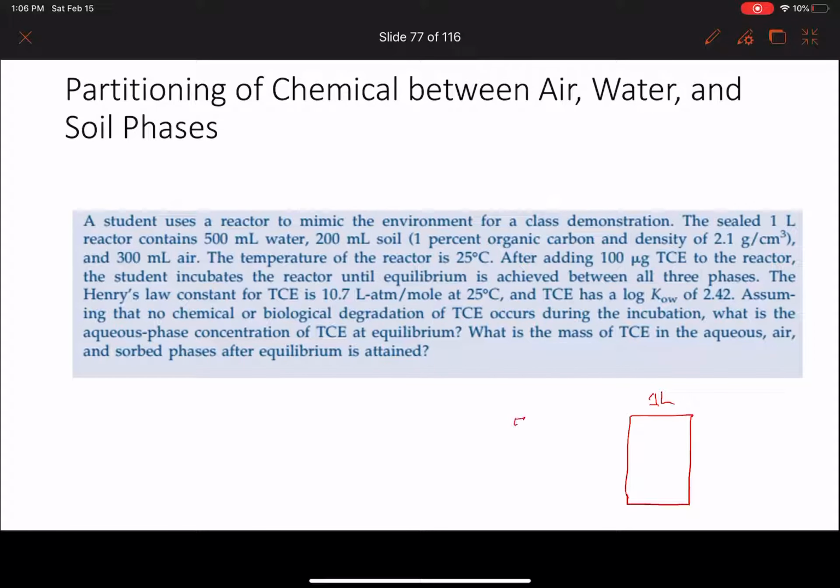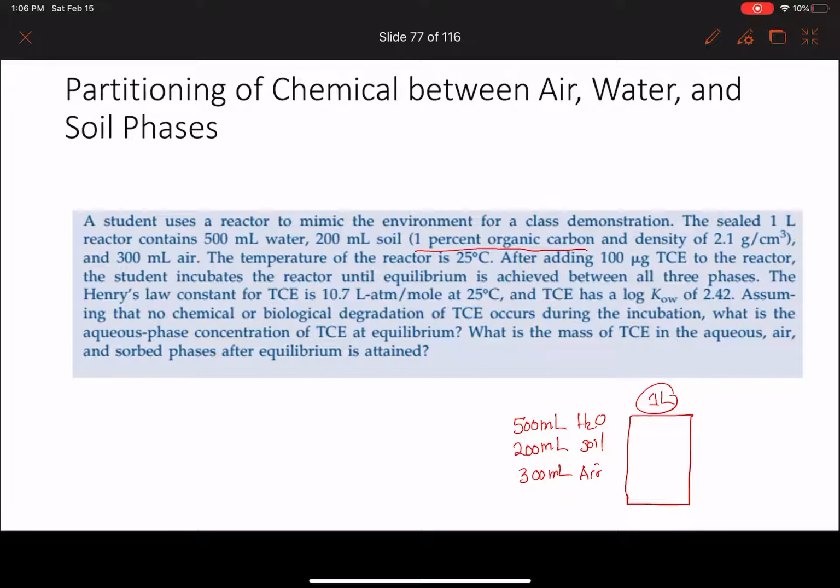If it has 500 ml water, it has 200 ml soil. And since it's 1 liter, you'll have air at the top. How much air? If it's 500, 200, or 700, you'll have 300 mils air. It's 1 liter total. And the soil has 1% organic carbon, so 1% FOC.